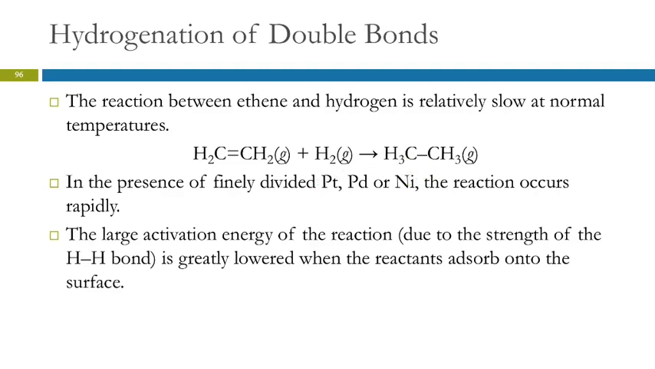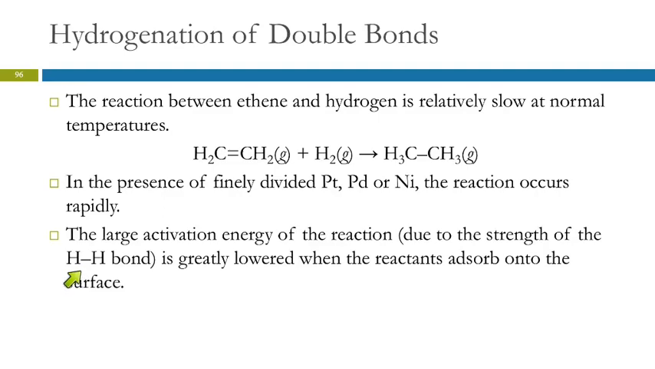That's a relatively slow reaction at normal temperatures. But if you have finely divided platinum, palladium, or nickel present, it will catalyze that reaction and cause it to occur rapidly. The large activation energy of the reaction is due to the strength of this hydrogen-hydrogen bond. In order for this reaction to proceed, that hydrogen-hydrogen bond has to break. It's a strong bond and it doesn't want to break.